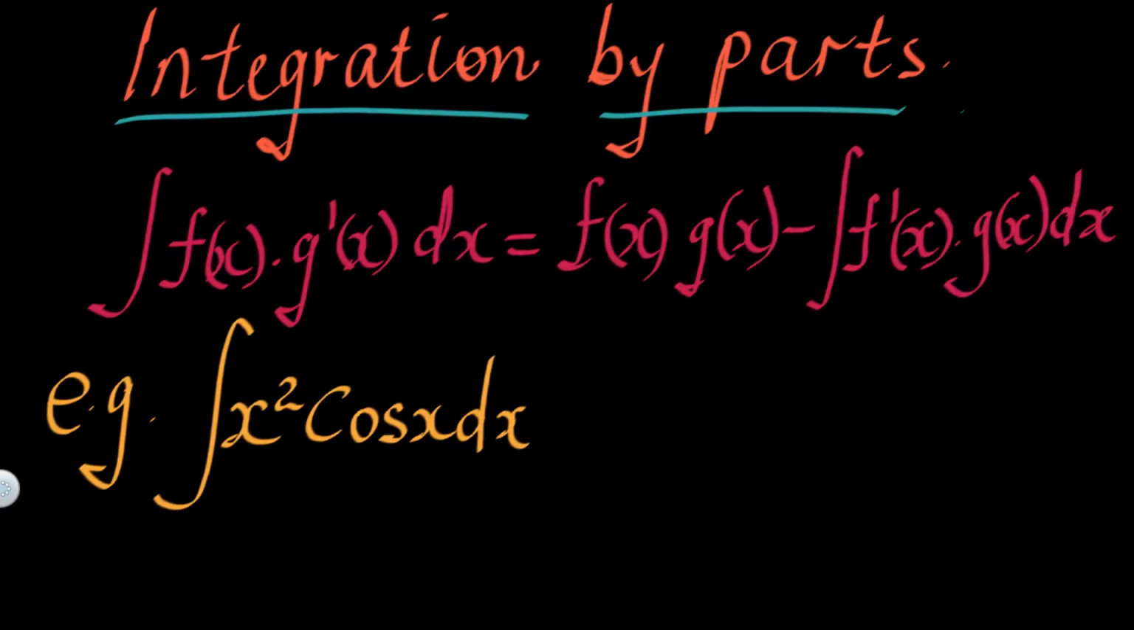In this video, I'll explain how to do integration by parts. We use integration by parts if we're integrating a product of two functions. Like in our case, we have x squared multiplying cos x. So these are two functions. X squared is a separate function and cos x is a different function. We want to integrate this.